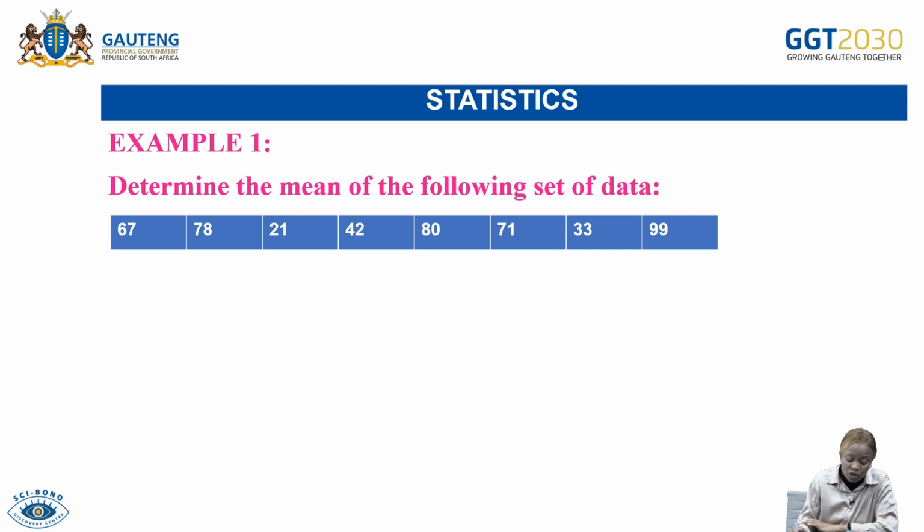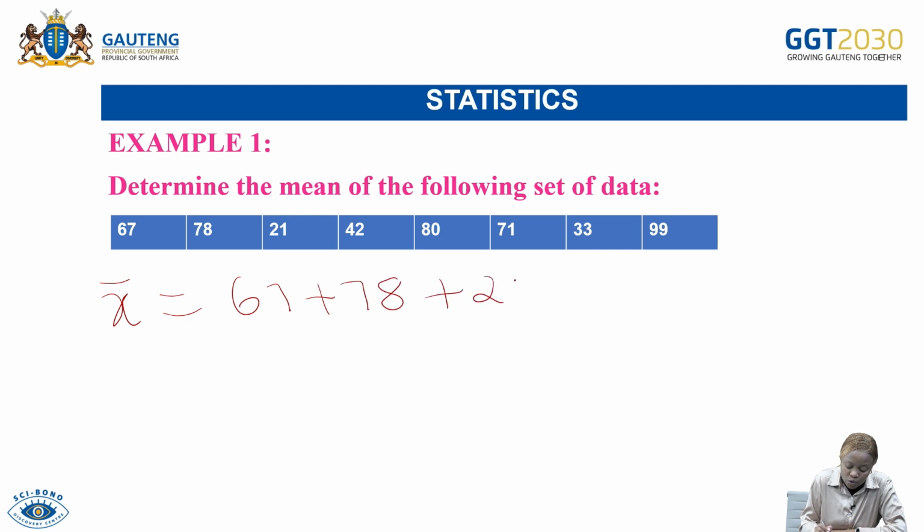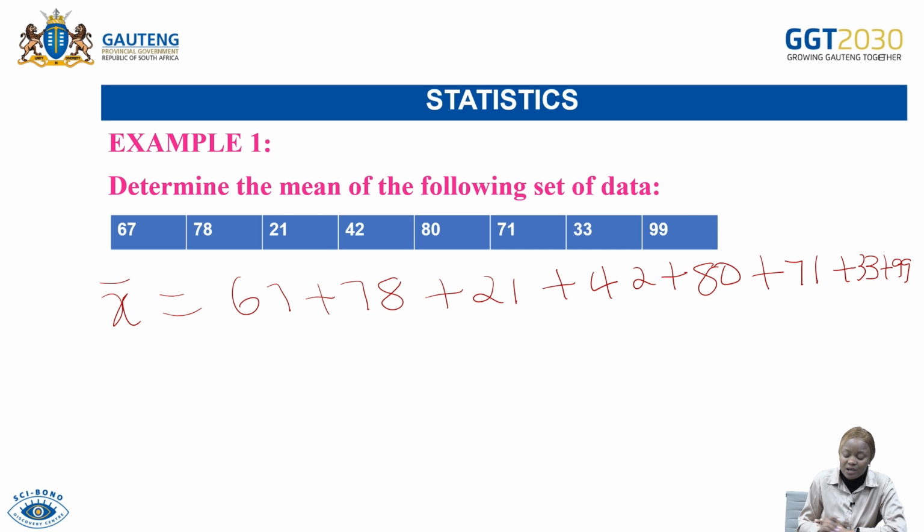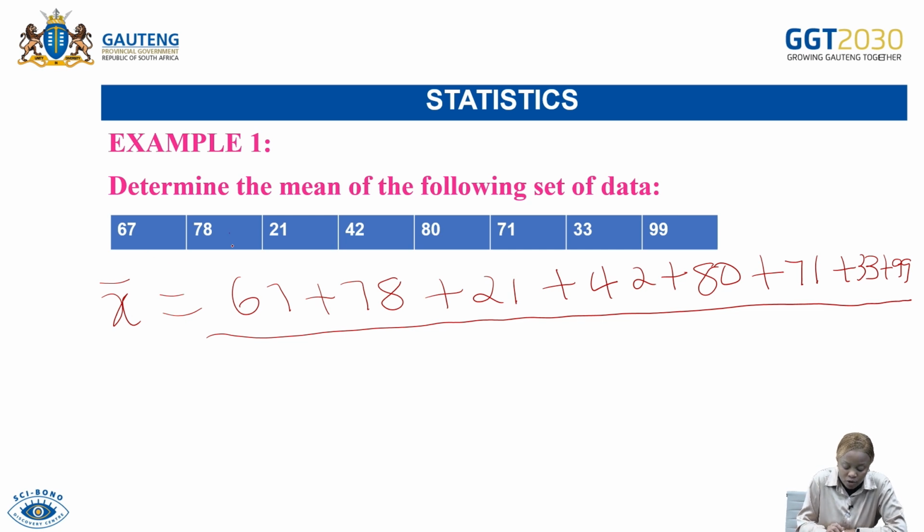So how do you find your mean? You'll say your mean is given as the x bar. It is equal to 67 plus 78 plus 21 plus 42 plus 80 plus 71 plus 33 plus 99. So you add each and every value and then you divide by the total number, which is how many? You have 1, 2, 3, 4, 5, 6, 7, 8. So it means you are going to divide by 8.